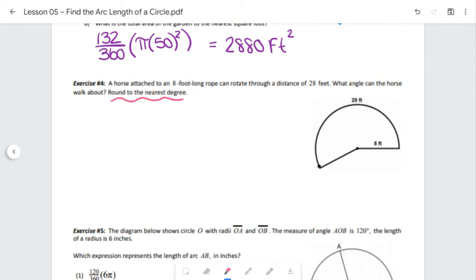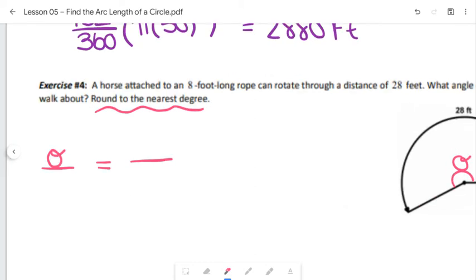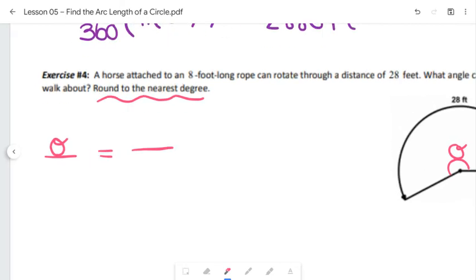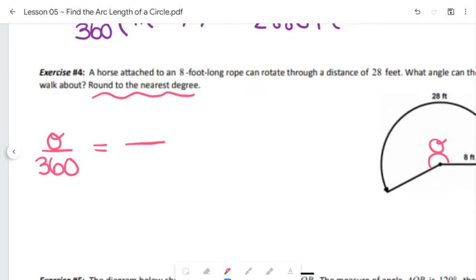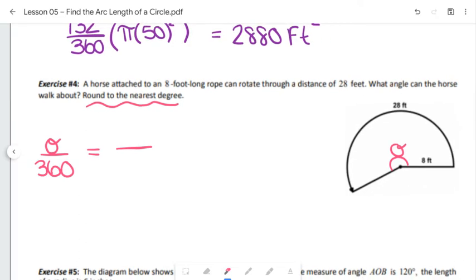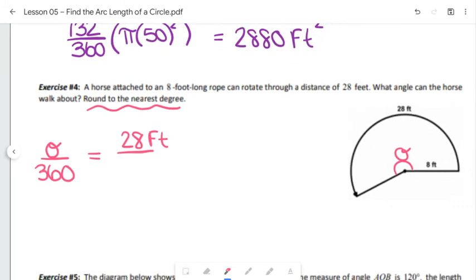Okay, welcome back. So again, I was saying that it would probably be easier to set up a proportion. We're looking for this angle measure in this case. I like to call a missing angle theta. If you called it x, that's totally fine, but we automatically know that it's always out of 360 degrees. Now the difference here is they gave us that the arc length is 28 feet. So I know my arc length is 28 feet.